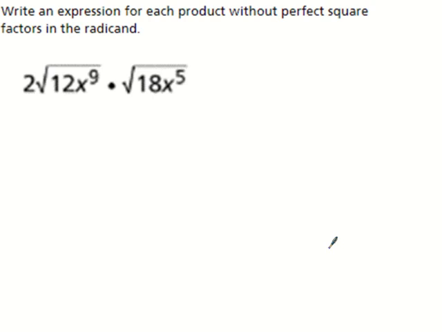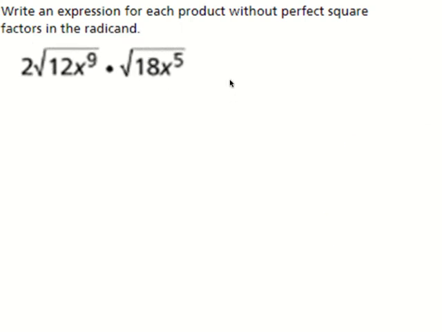All right, so it says write an expression for each product without perfect square factors in the radicand, and here it is. So let's do this. I want you to pause, and I want you to try this, but I promise I will explain it after the fact. So I need you to pause and try to see if you can break these things up yourself at this point and see if you can get to the same answer that I did, okay? And I might do it a little differently this time too.